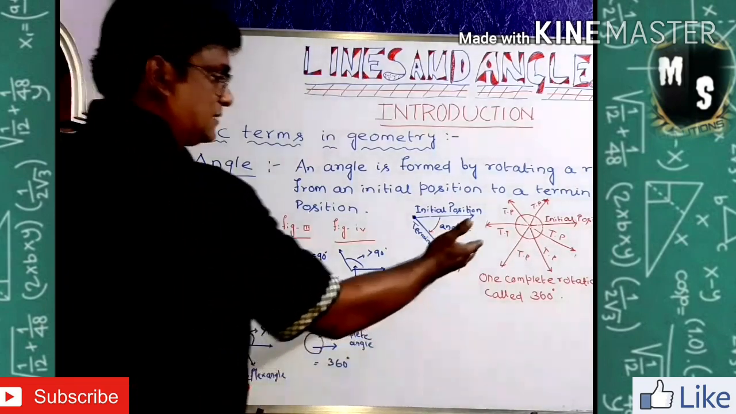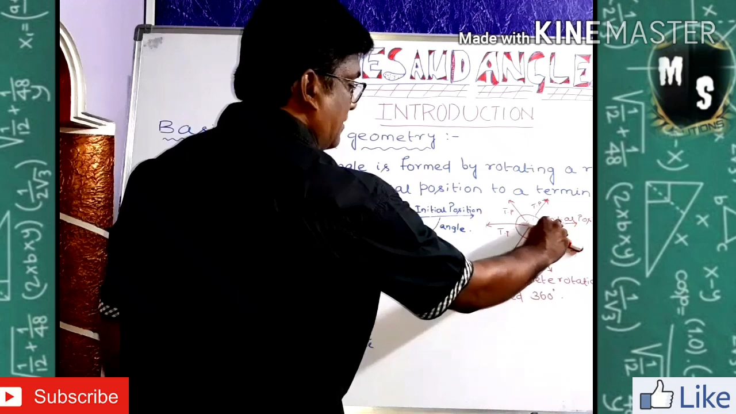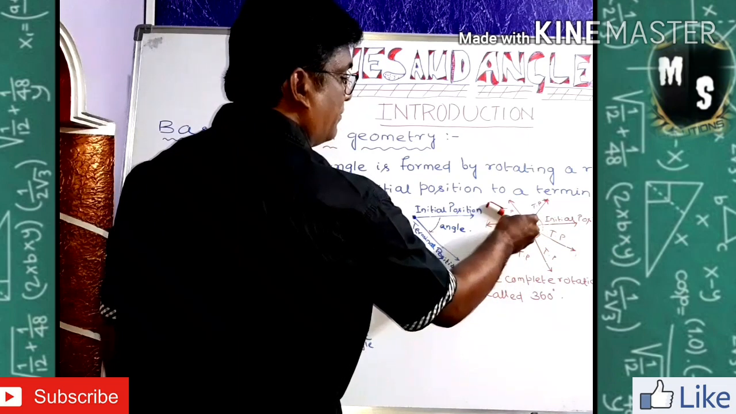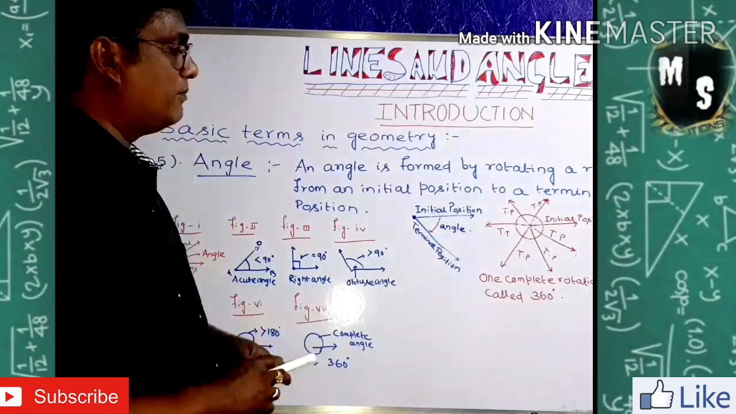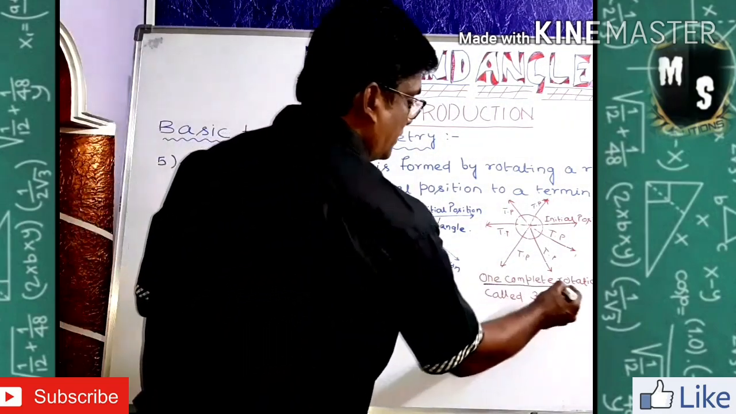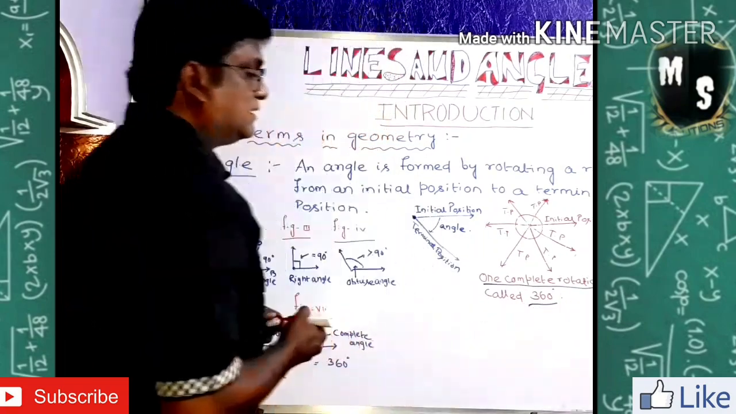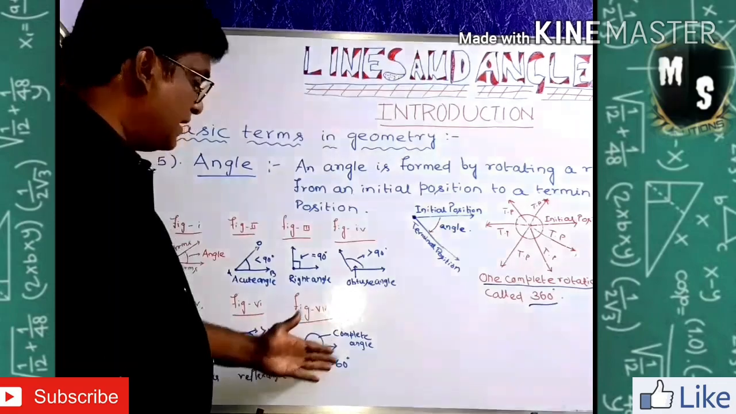I will explain to you: when a ray is starting from its initial position and again moving and coming to the initial position, what does it complete? It completes one complete rotation. What is that? 360 degree, otherwise called a complete angle.